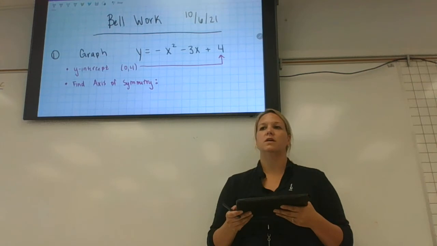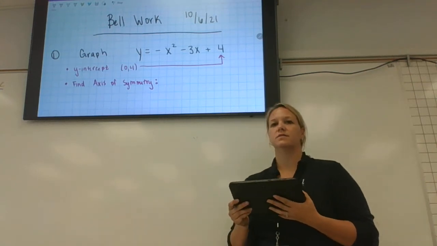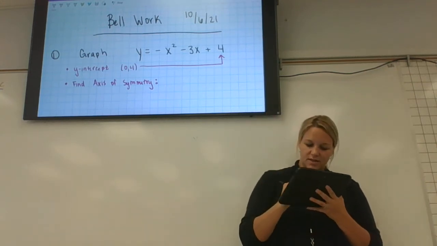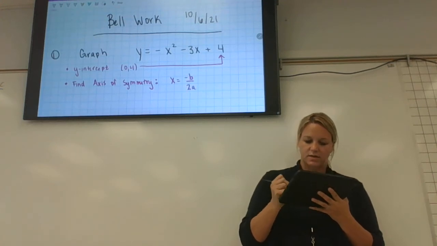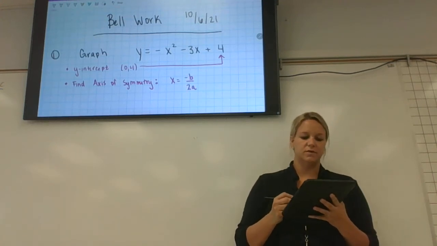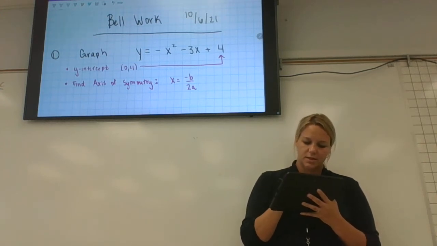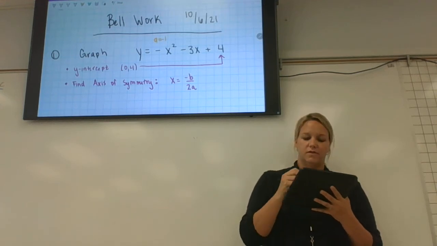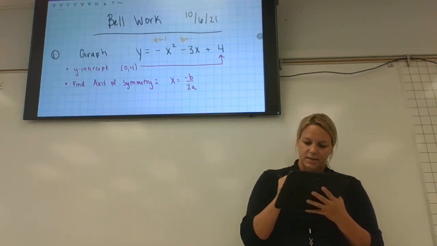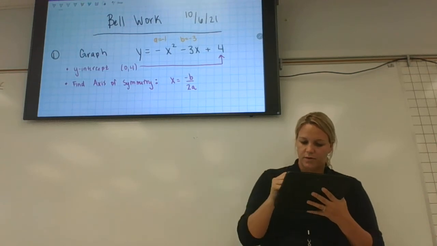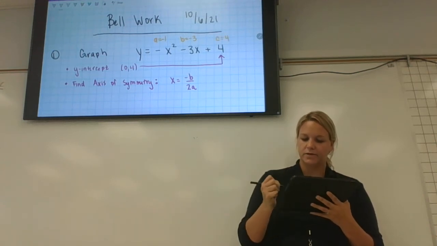What's the formula that gives us the middle, the axis of symmetry, Cassidy? That's right, x equals negative b over 2a. And in this equation, I can see that a is negative 1, the number in front of x squared. B is negative 3, the number in the middle. And C is 4.